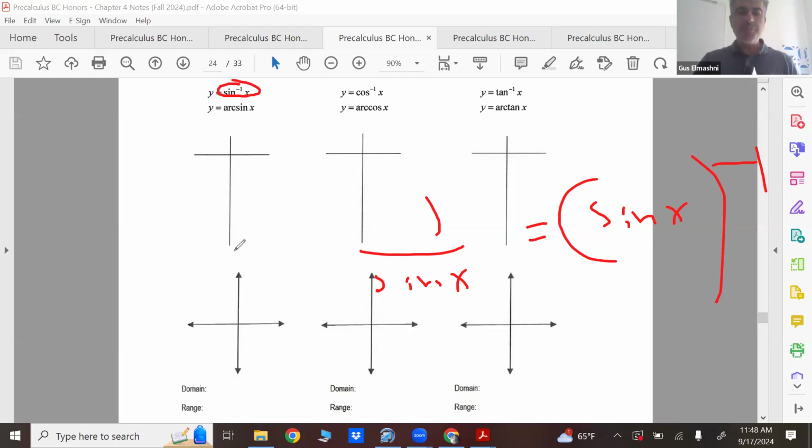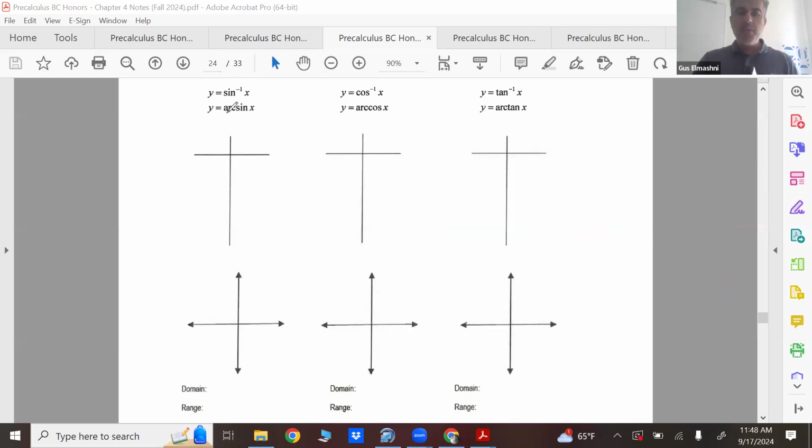All right. Sorry, Tom? No, yeah, if you put parentheses around it, then it actually is going to be cosecant. So when you do it like this right next to the sine, that's going to be indicative of inverse sine, not cosecant. Right?